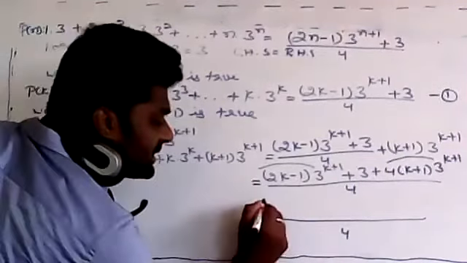Then here you can check, 3 to the power of k plus 1 is there. In the place of k, you take k plus 1. What do you get? k plus 1 plus 1 is what? k plus 2. Correct? Plus 3 by 2. We got the P of k plus 1. Therefore, P of k plus 1 is what? True. Clear? Clear or not?